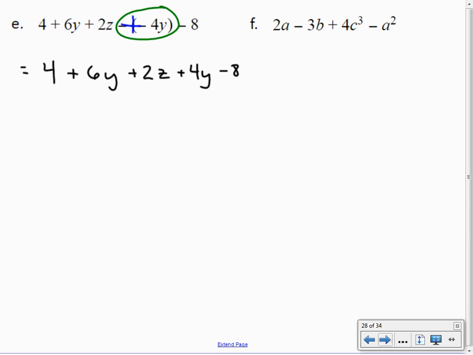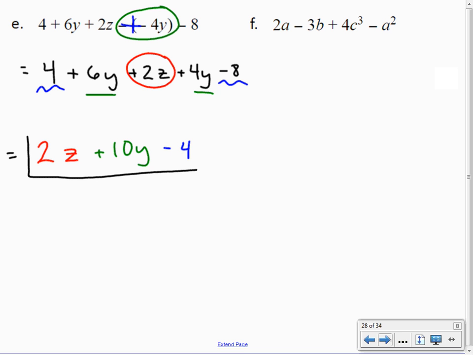Okay, and now I'm going to go through and find my like terms that I can combine. So we have some constants, 4 and negative 8, that can combine. We have some y's that can combine. And we have z all by itself. Now, when you have multiple variables, I'm not going to be too picky about the order. Let's go ahead and just copy the 2z down, since there's nothing for it to combine with. Let's go to the y's next. 6y plus 4y would give us 10y. And our constants, 4 minus 8 would give us negative 4. We go back through, there's nothing left to combine, so this is our simplified expression.